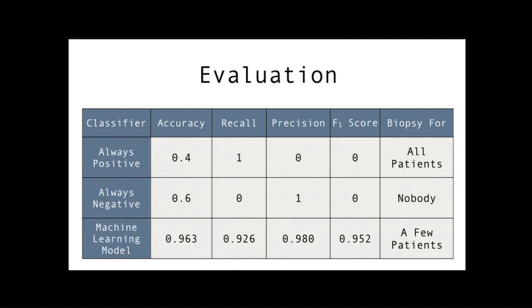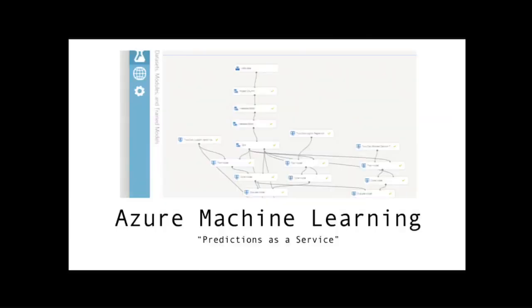The machine learning model, though, has pretty good accuracy and precision, and there's something called the F1 score that tries to roll those two things together. Again, the machine learning model looks pretty good on those. The end result is a system that maybe makes the best use of the resources we have. So that's the theory. Let's put this into practice.